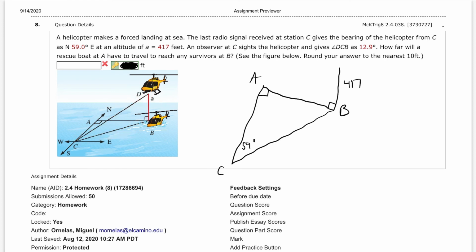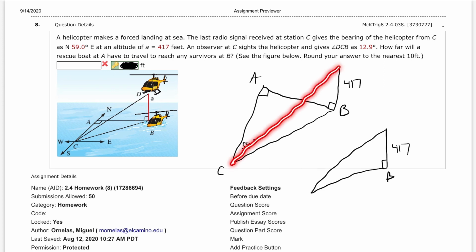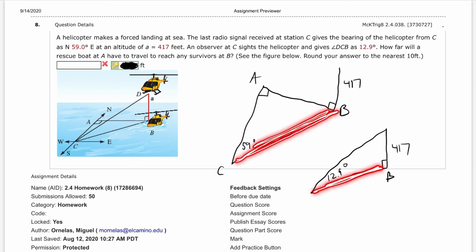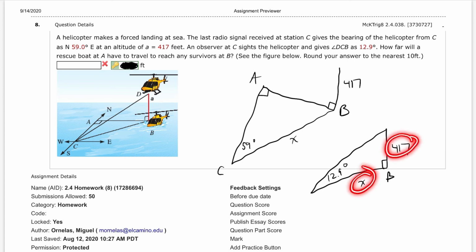So I'm going to draw this triangle off to the side. So here's 417, here's B, and this angle right here is this angle right here, and that angle is 12.9 degrees. So given that, we should be able to find this, which would become this hypotenuse over here. So we'll call it X, and then we can use opposite over adjacent. So tangent of 12.9 is 417 over X.